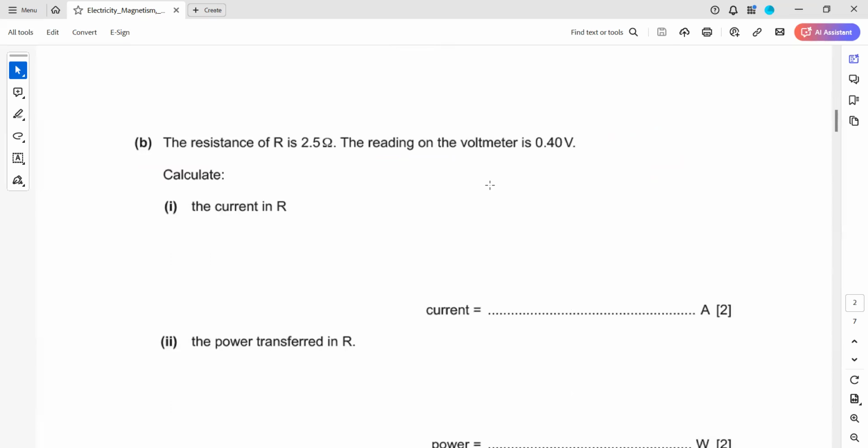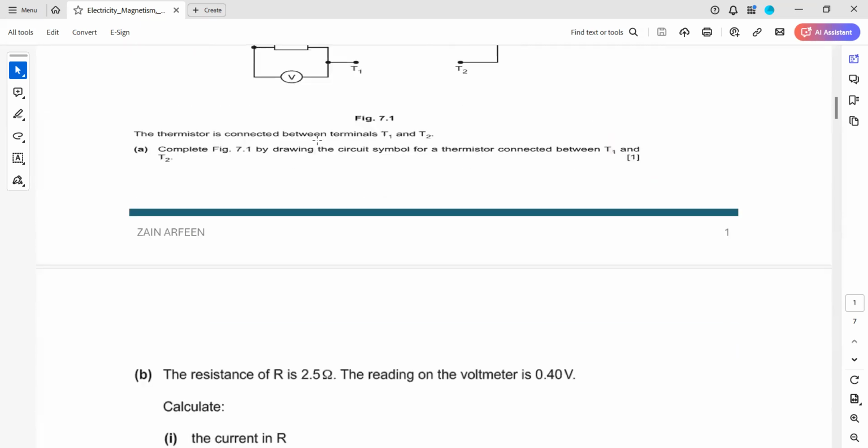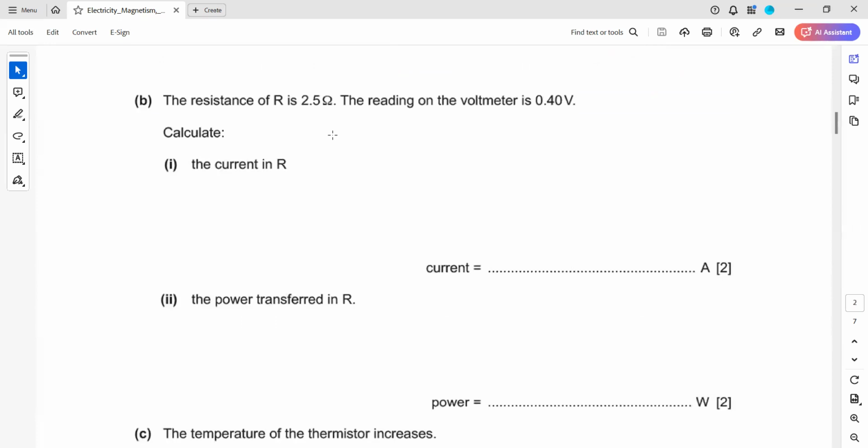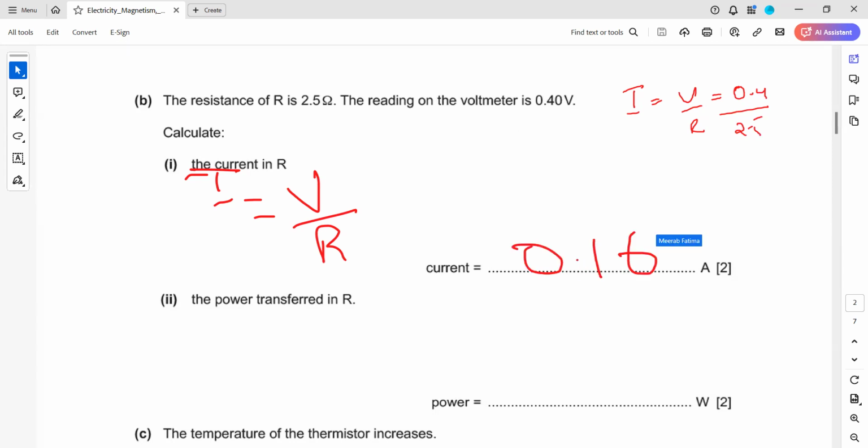The resistance of R is 2.5 ohm and the reading of the voltmeter is 0.4. We have the voltage and resistance and we need the current. How can we work out the current? Current I is equal to V over R, as V is equal to IR. So current is the ratio between voltage and resistance. The voltage is 0.4 and the resistance is 2.5. So 0.4 divided by 2.5 is 0.16 ampere.